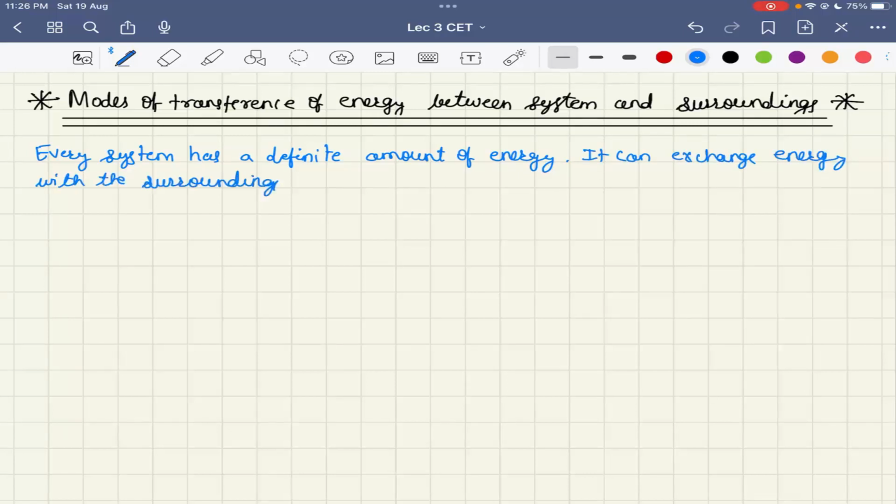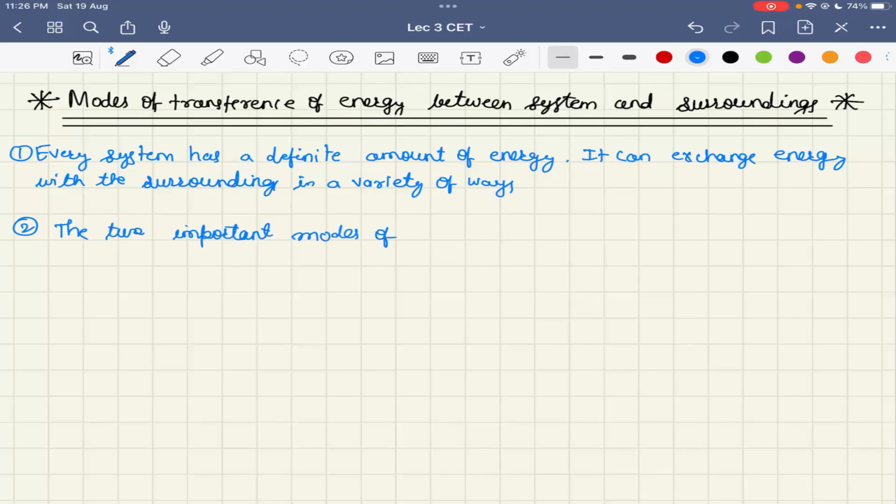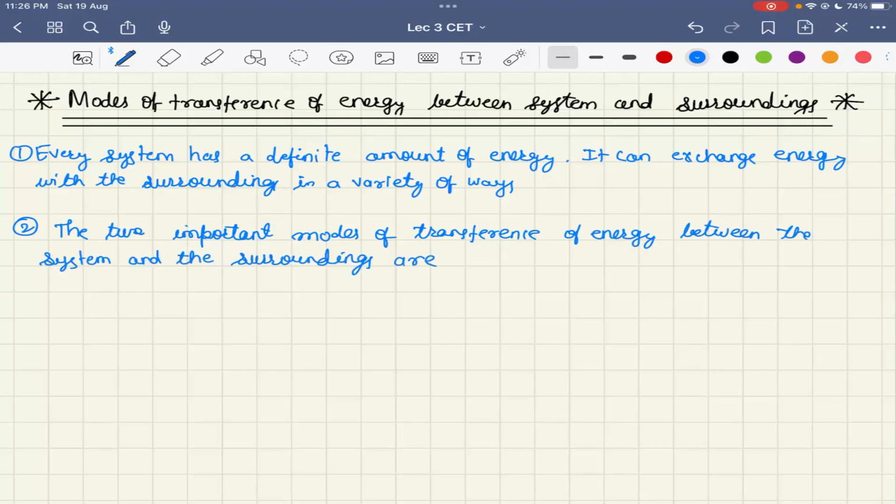With the surrounding in a variety of ways. The two most important modes of transference of energy between the system and the surrounding are heat and work.